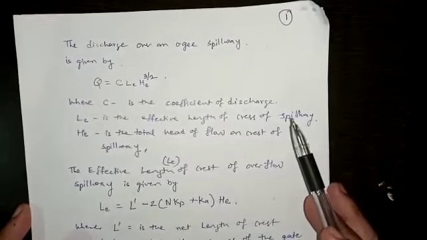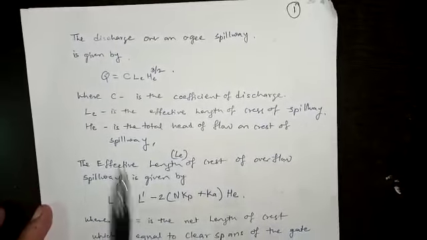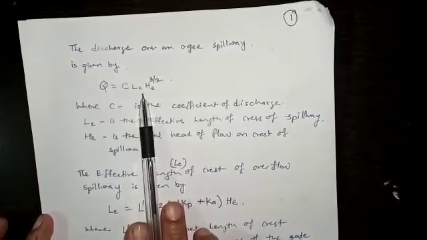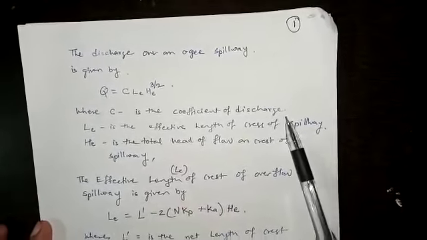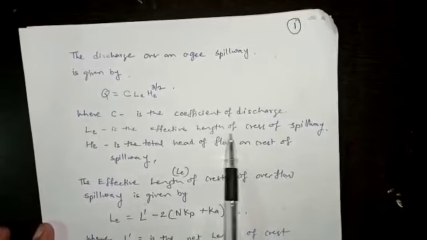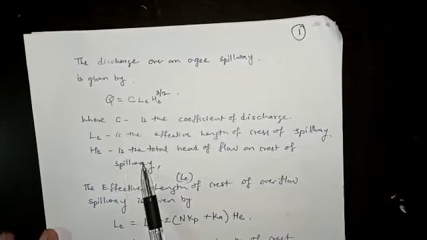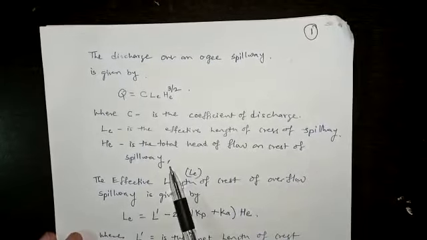One is for computation of discharge Q over the spillway. The discharge Q is given as C into LE into HE raised to 3 by 2, where C is the coefficient of discharge, LE is the effective length of crest of spillway, and HE is the total head of flow on the crest of spillway.